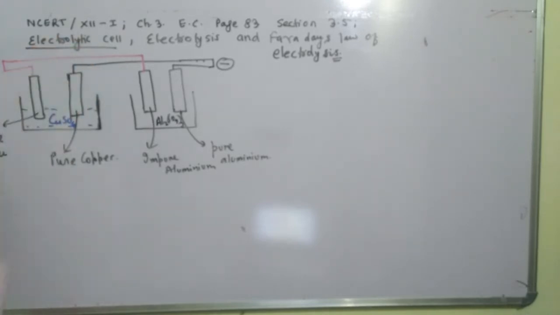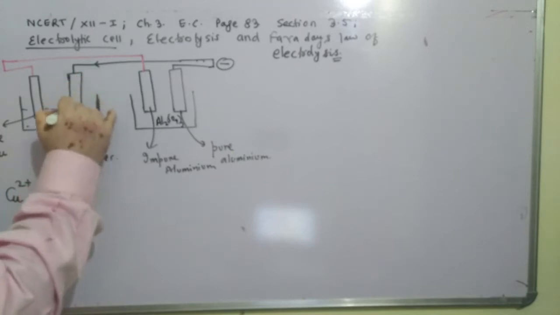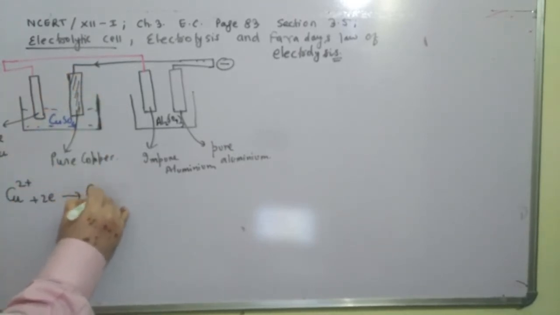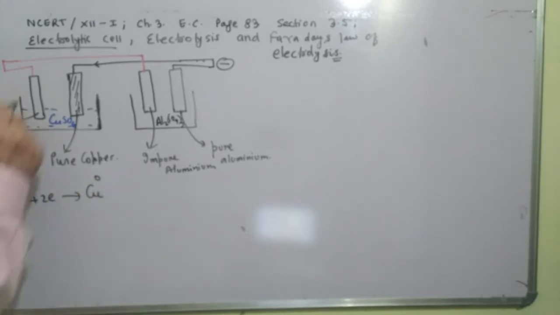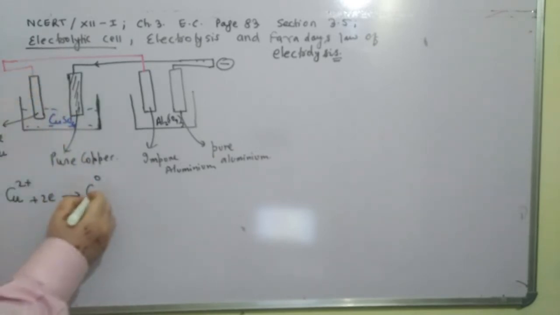Now what will happen when current passes? Then Cu2+ ions will take 2 electrons from the cathode and will deposit at the cathode, and the impure copper will keep on supplying Cu2+ to the copper sulfate solution. In this way pure copper can be obtained.